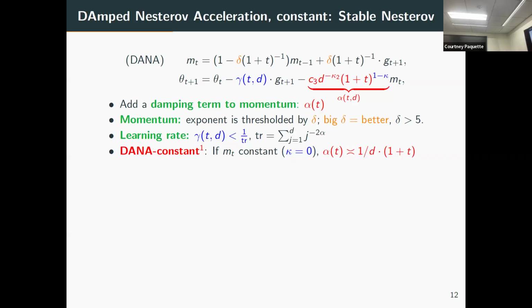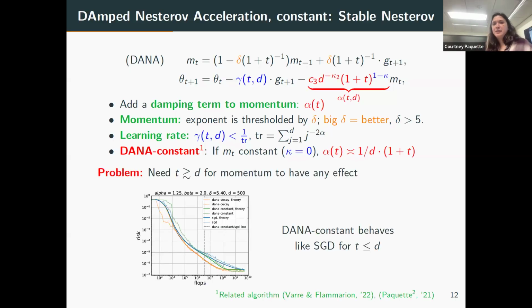So you do this, you use your long momentum. So you're still doing this 1 plus t to the minus 1 behavior. You have your learning rate. I'm just assuming it is roughly like 1 over the trace. And then you get to choose your alpha of t. So one way of choosing your alpha of t is to choose it so that it's small, so that it looks like a 1 over d. Okay? So it's d dependent.